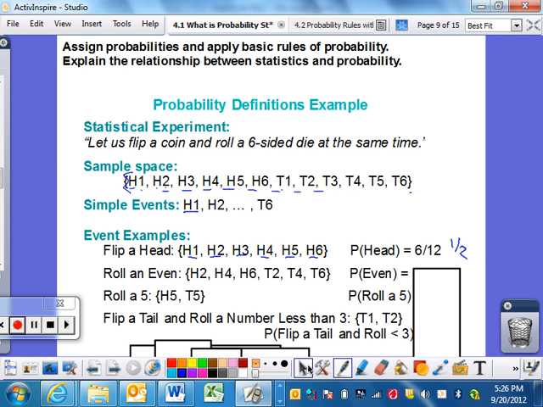And then you keep on going down the line. What's the probability of rolling an even? Also 6 out of 12, which reduces to 1/2. Probability of rolling a 5. There were only 2 options. You have to get a heads and a 5 or a tails and a 5. So 2 out of the 12 should reduce down to 1/6. And then flipping a tail and rolling a number less than 3. Also only 2 options to make that true out of the 12.